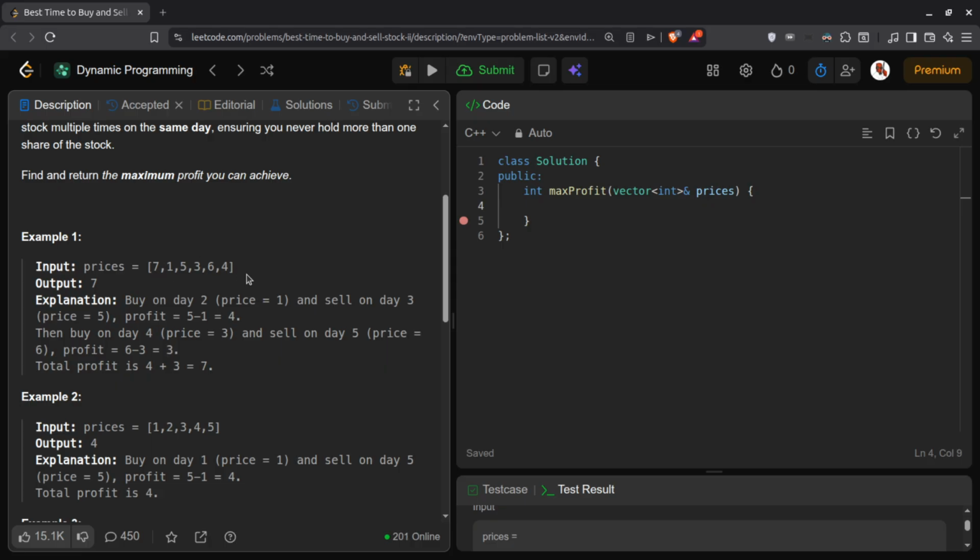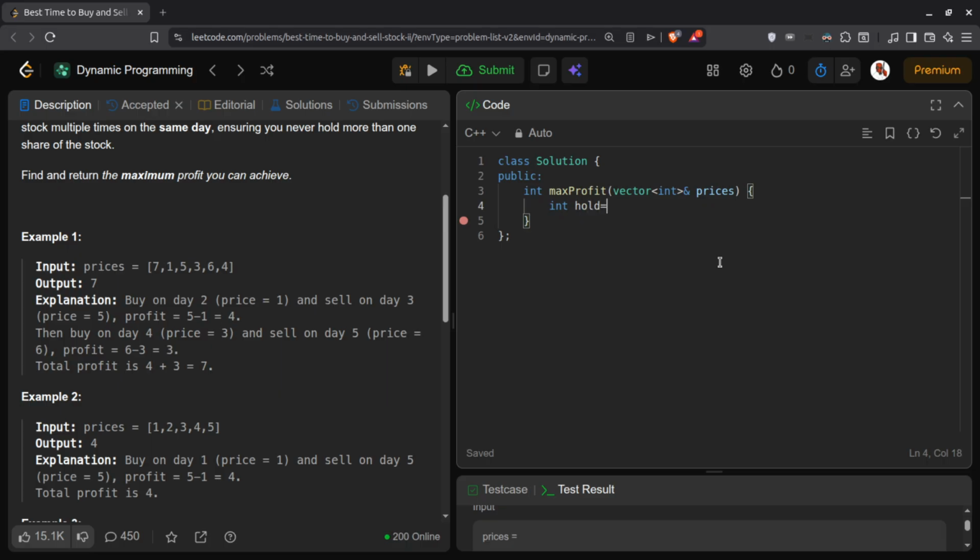Okay, so what we will do, we buy a stock at day 1, sell it at day 2, we make a profit of 4. 5 minus 1 is 4. Then we again buy a stock at day 3 and sell it at day 4. You can see we make a profit of 3. So the total profit which we make is 7. Okay, that's how the logic of this code is working. So how we will do it, let me show you.